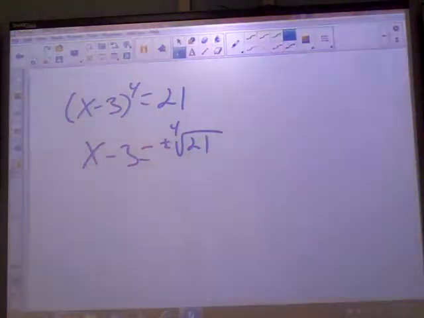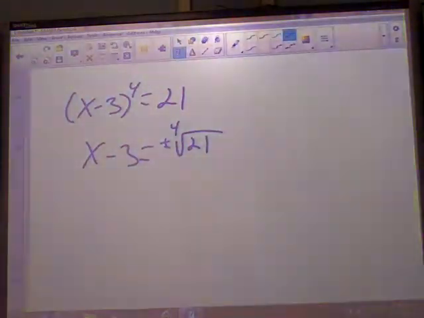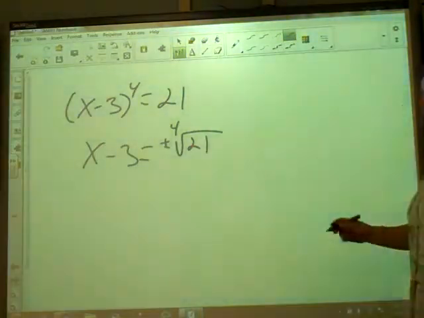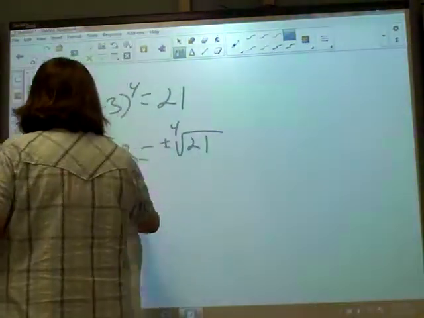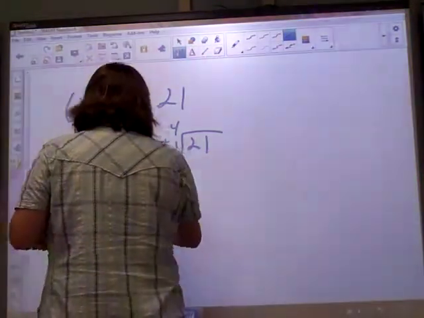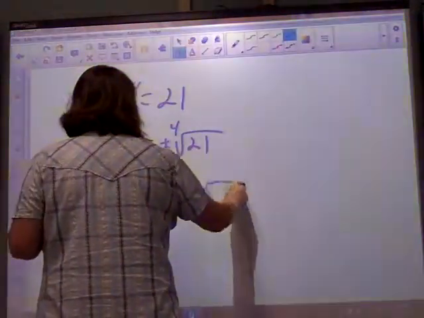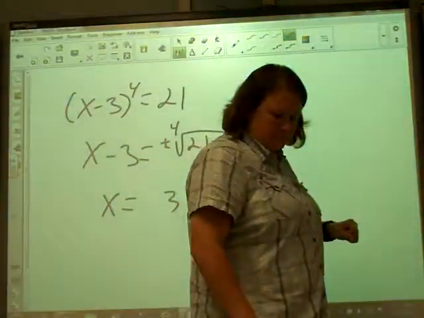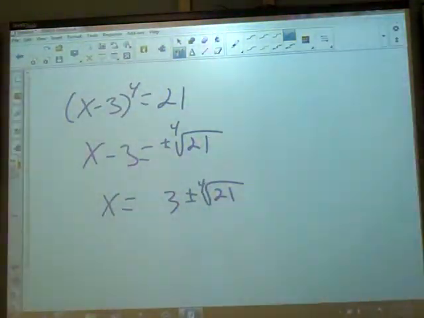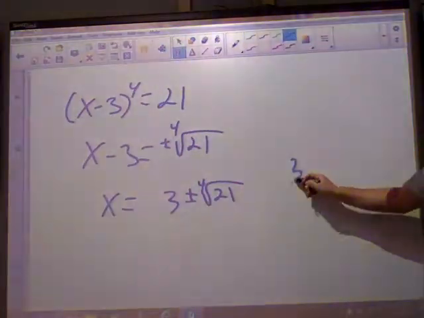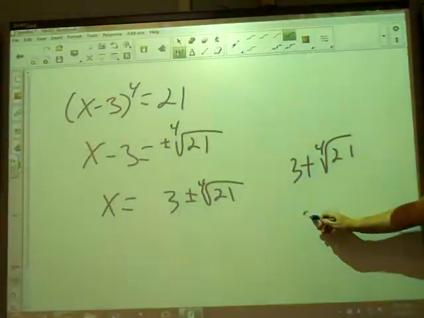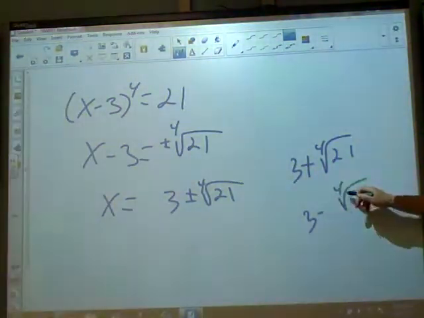Okay. Now we need to get that x all by itself, and it's got a 3 being subtracted from it. So how do we undo that? Add it. So we're going to have x equals 3 plus or minus the fourth root of 21. Do you see how that's going to give us 2 different answers to this problem now? Because we're going to have to do 3 plus the fourth root of 21, and then 3 minus the fourth root of 21.